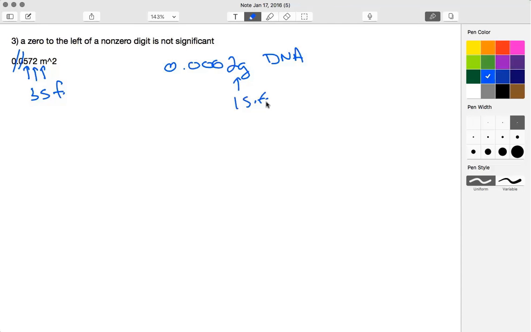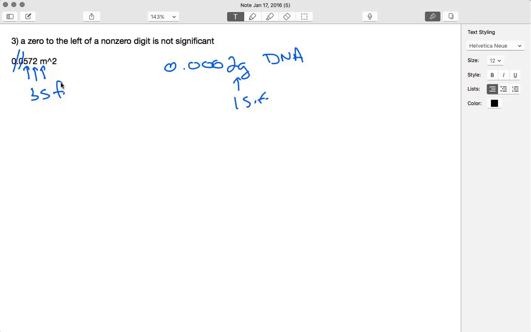So, zeros at the end of the number and to the right of a decimal are significant figures. We'll start another one here. I think I can just type right here on the same page. I'll say that zeros at the end of a number and to the right of a decimal place are significant.